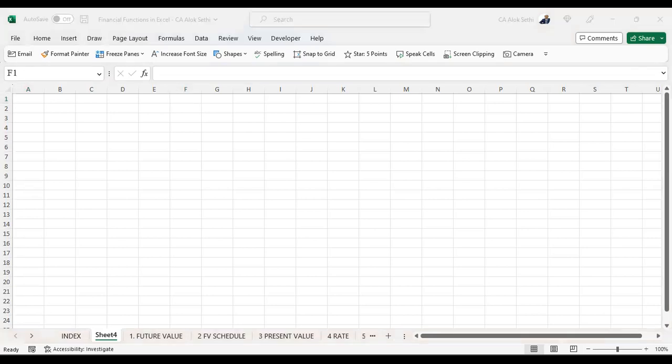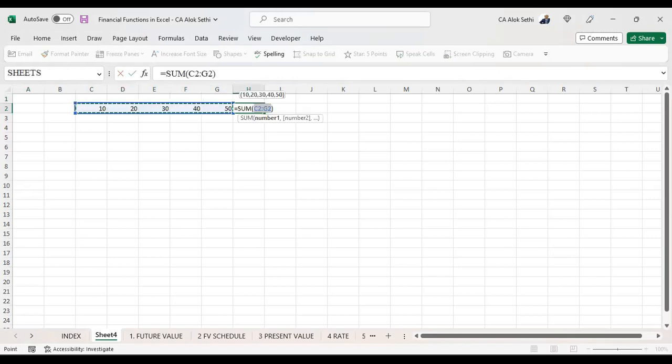So first, I'm writing down some numbers, maybe 10, 20, 30, 40, and 50. And I want to add them up. So what I'll do is Alt plus equals, which is the shortcut key for the sum. So it is equal to SUM(C2:G2). So we get the total here, 150.